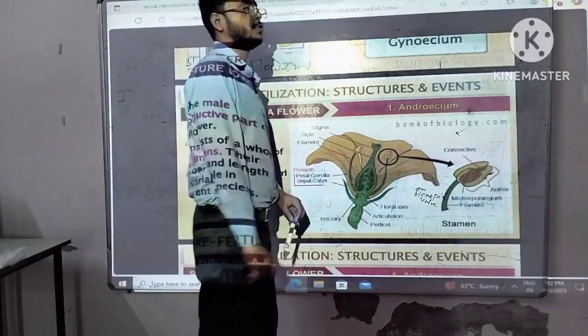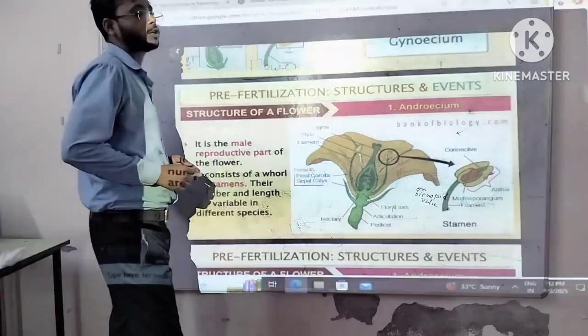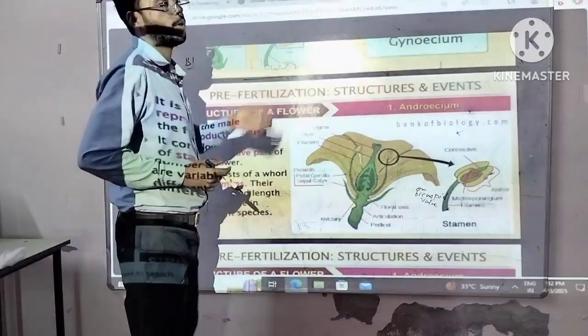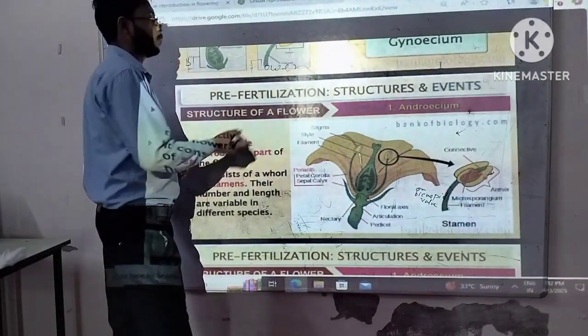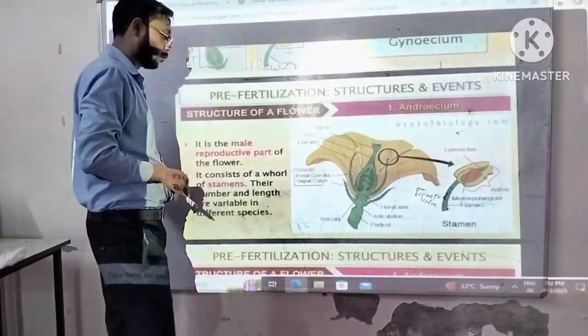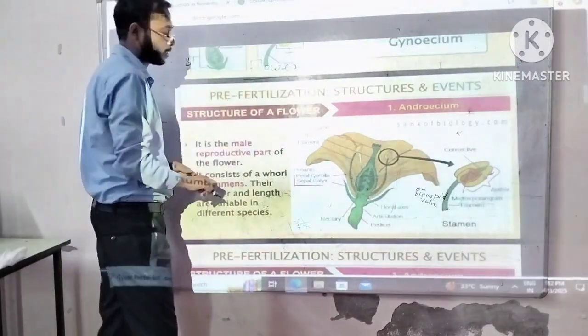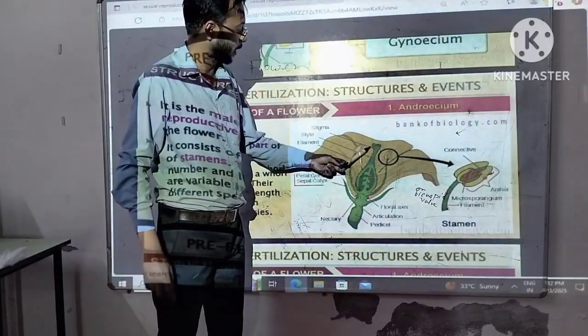First thing is, what is a flower? Flower is the reproductive part of the plants. It has four parts. Generally we consider only two parts, but flower has four parts: sepals, petals, stamen, and pistils.